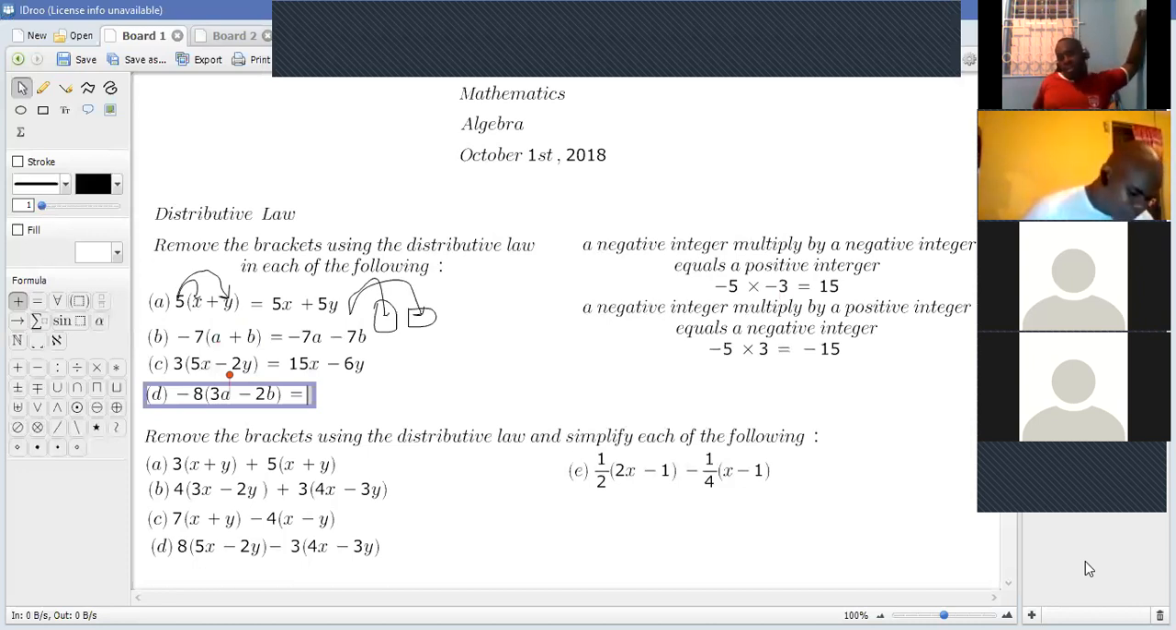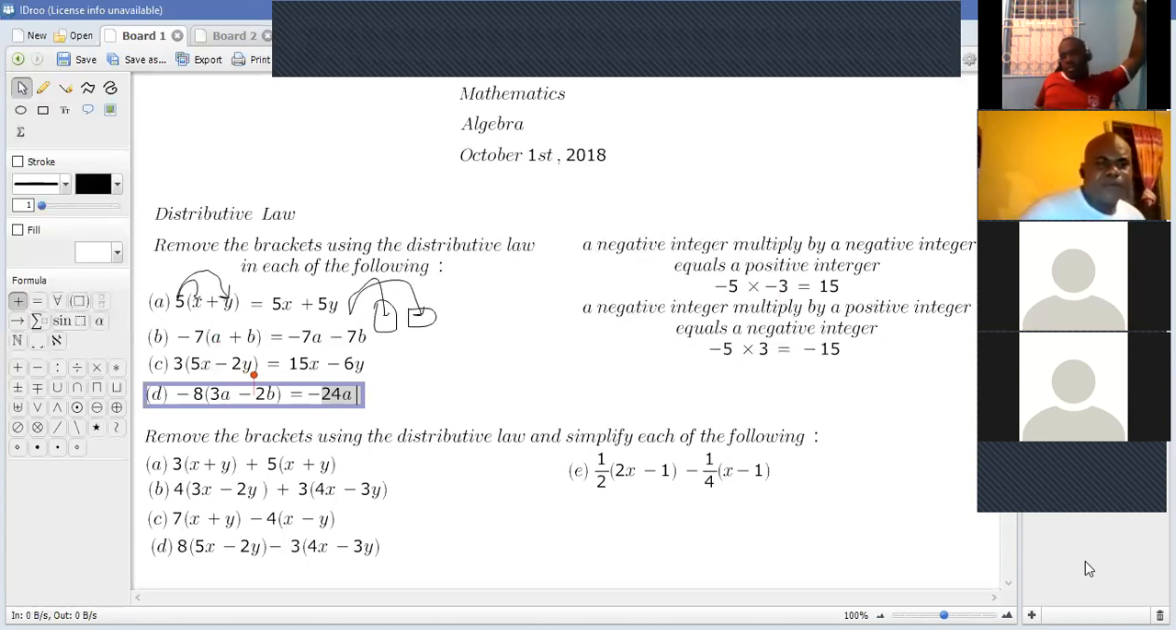8 times 3, sir. Negative 8 times 3. So what is it now? Is it a positive 3 or a negative 3 you're multiplying it by? A positive 3. Okay, so it's supposed to be what then? Negative 24a. You never saw that. So pay attention to it. Continue now. Ask yourself the questions that I asked you a while ago.